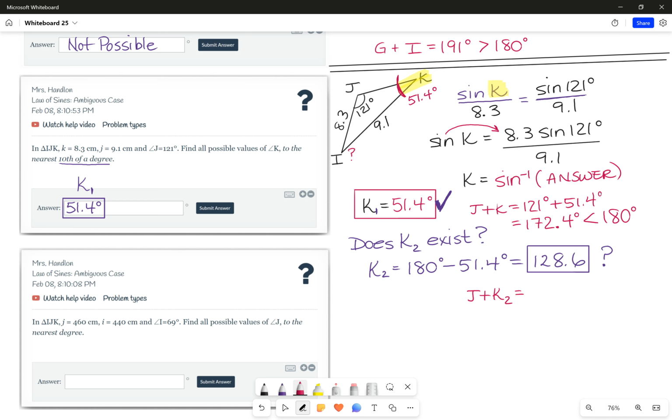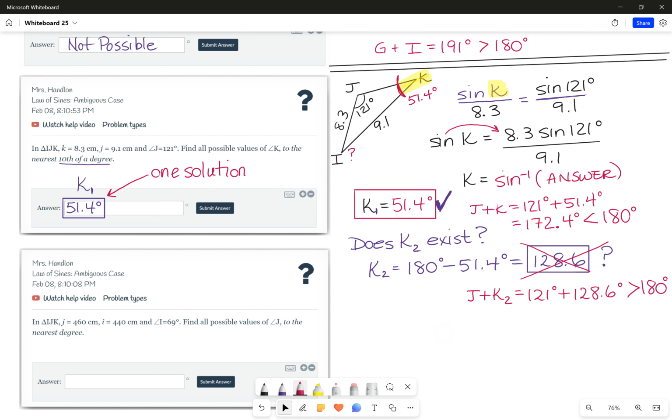So my J is 121 degrees plus my K2 is 128.6 degrees. Well, that definitely went over 180 degrees. So there's no way that we can find I if K number 2 was 128.6. So this is a big no. This one would not work. So only this solution is the acceptable one. So this here is an example of an ambiguous case where there's only one solution.